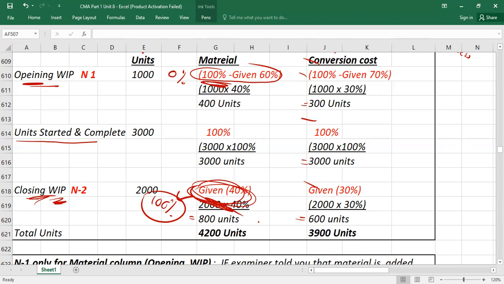Understood? Can I ask a question? For beginning work in process, for the material column only, this area: if material is added at the beginning of the process, the percentage will be zero. If during the process, 100 minus the given, the remaining. And for closing work in process, if material is added during the process, the given; at the beginning of the process, 100%, because we assume this closing work in process is from the current year. We started this period, and that's why we injected 100% in this year.